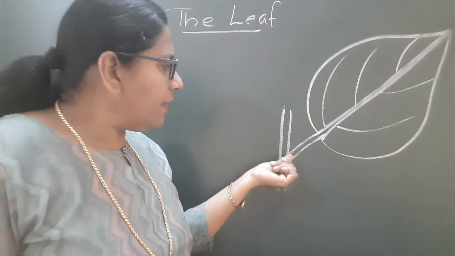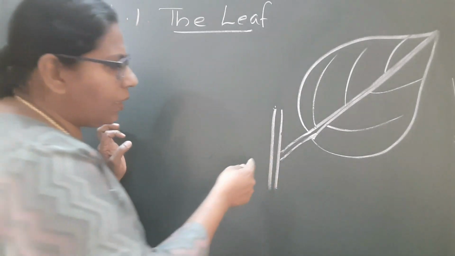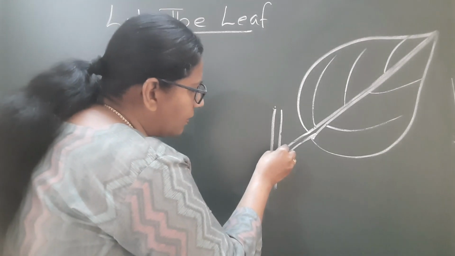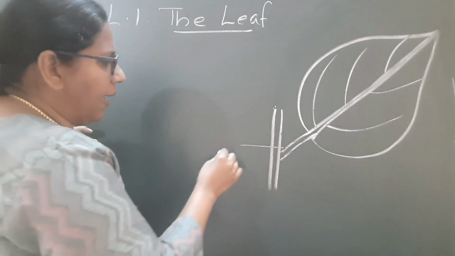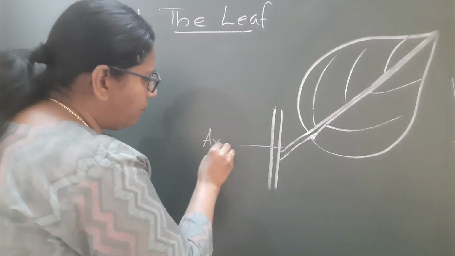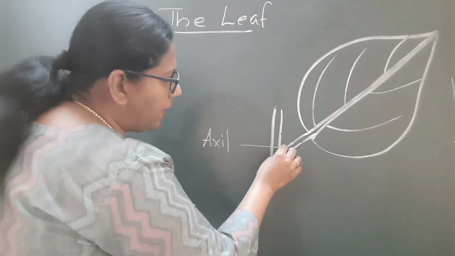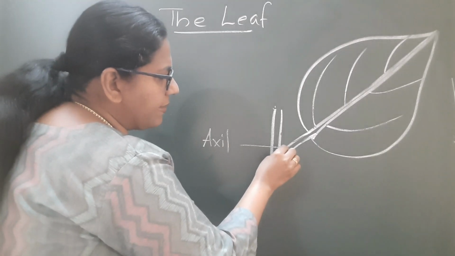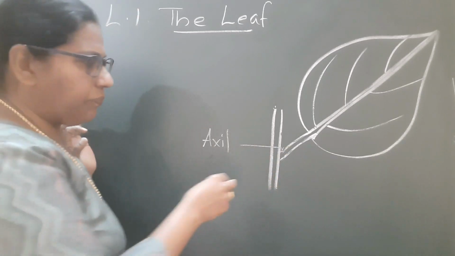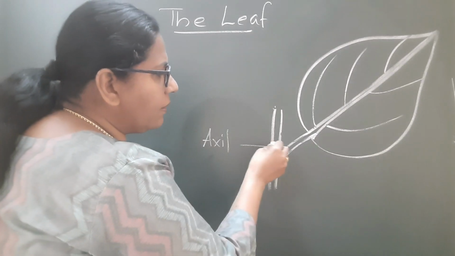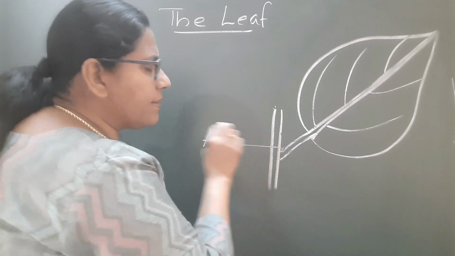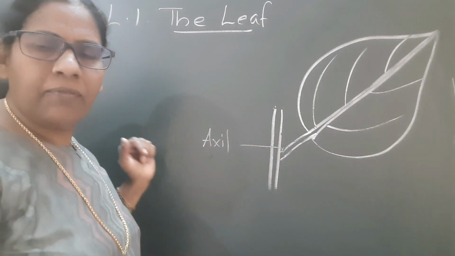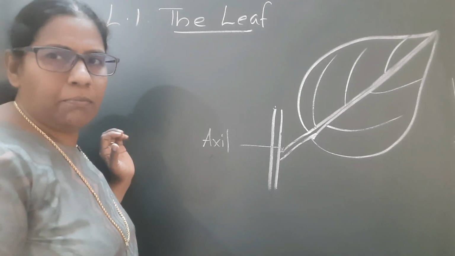Okay. And there is an angle between the leaf and the stem. This part is called axil. Here there is a bud, the axillary bud. The angle between the leaf and the stem is called axil. The bud there is called the axillary bud.